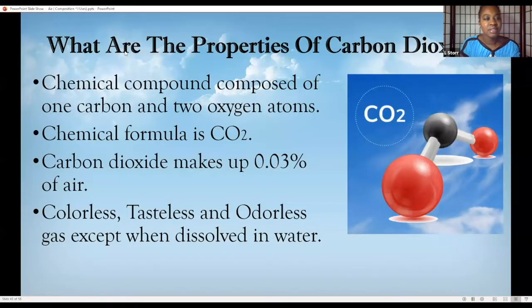So carbon dioxide. We learned about oxygen, now we're going to learn about carbon dioxide. It is a chemical compound composed of one carbon and two oxygen atoms. The chemical formula is CO2. So oxygen was just a large O with a small 2. The carbon dioxide is CO with a small 2.